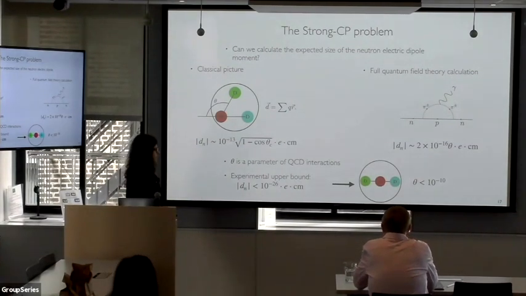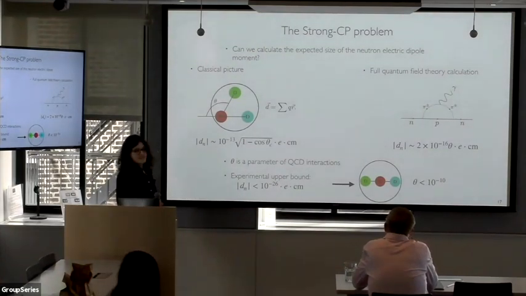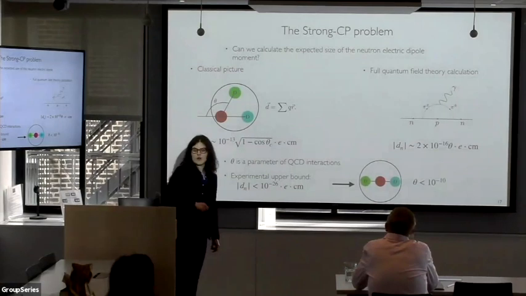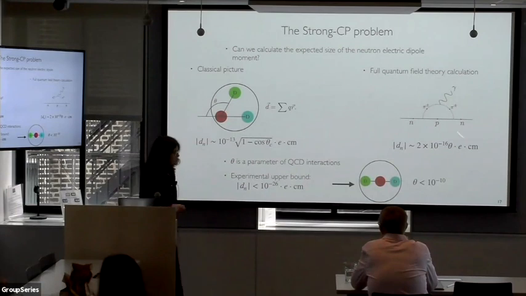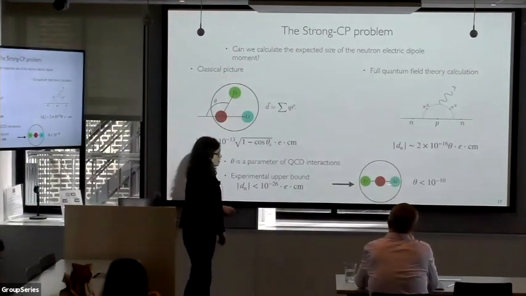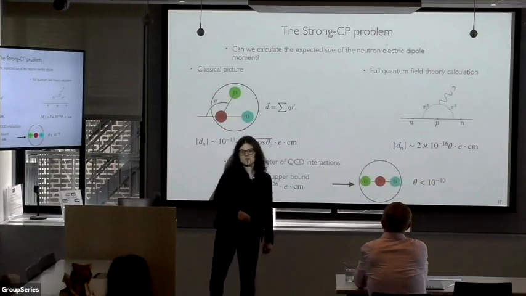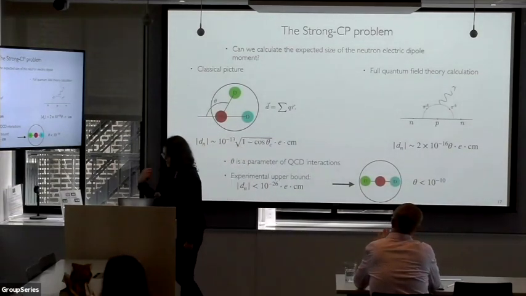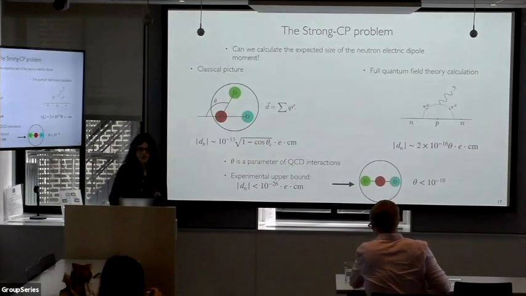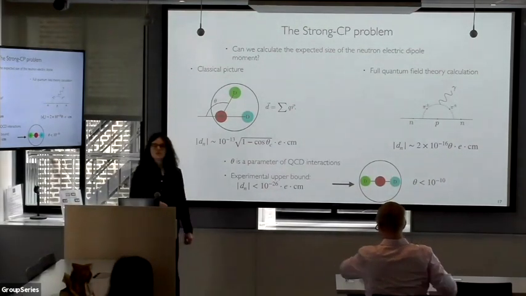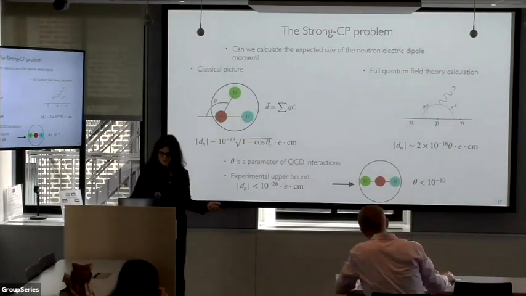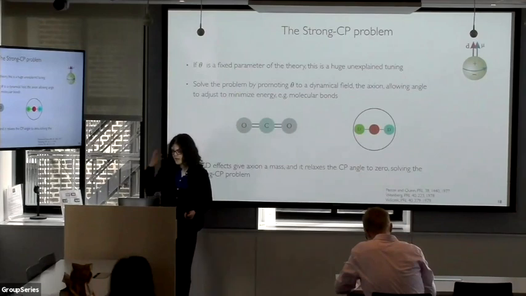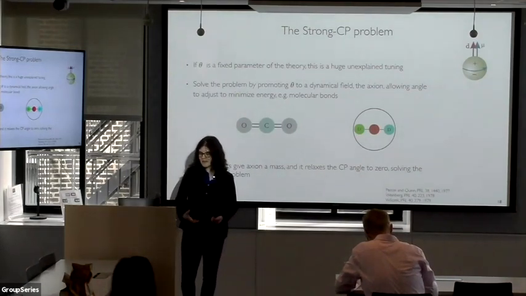In fact, we have an experimental upper bound on this theta parameter, which is 10 to the minus 26 e centimeters. It's about 10 orders of magnitude lower than even the full field theory calculation tells us. So this means in this cartoon picture, all of the quarks would be perfectly lined up to within 1 part in 10 to the 10, which to a particle theorist is a huge unexplained tuning, given that there's no good symmetry enforcing this arrangement here. Now, if theta is a fixed parameter, there's no way around it. It is what it is.